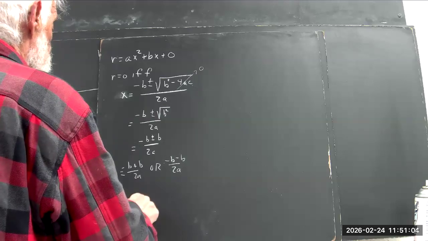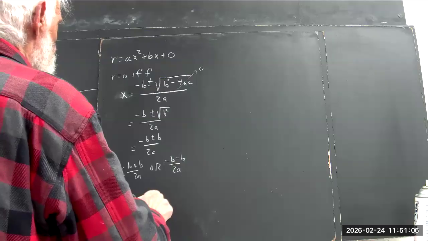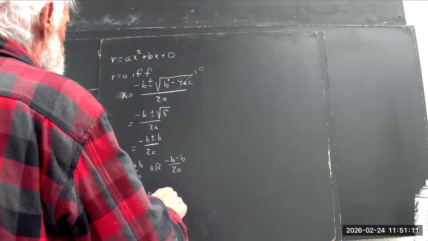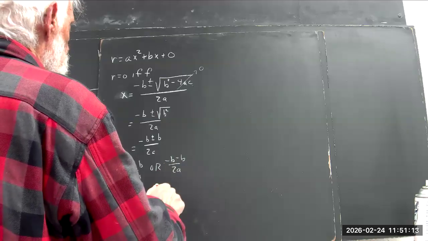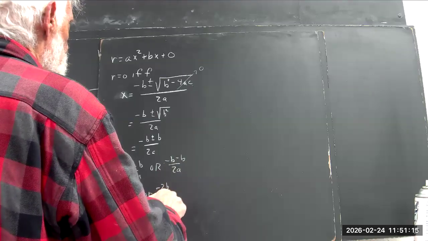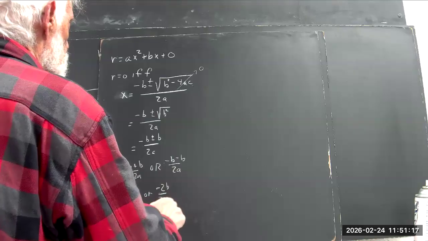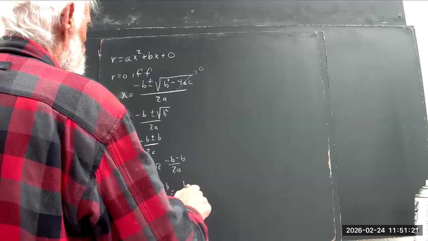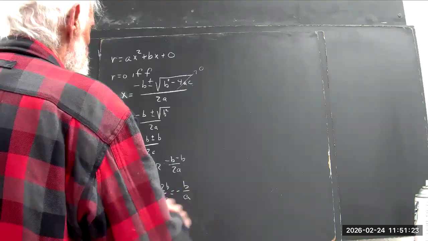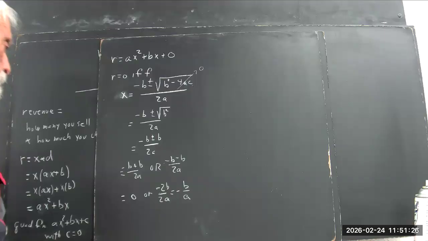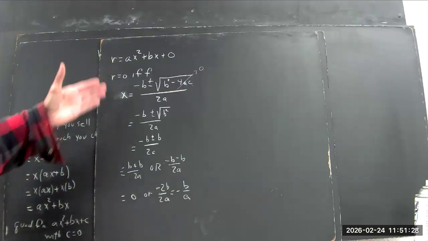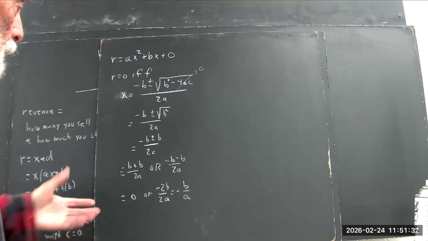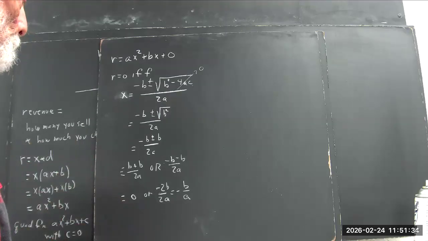This equals 0, or, well, negative b minus b is negative 2b over 2a, which is negative b over a. Just to remind you that we can use the quadratic formula to determine when the graph of the function is 0.